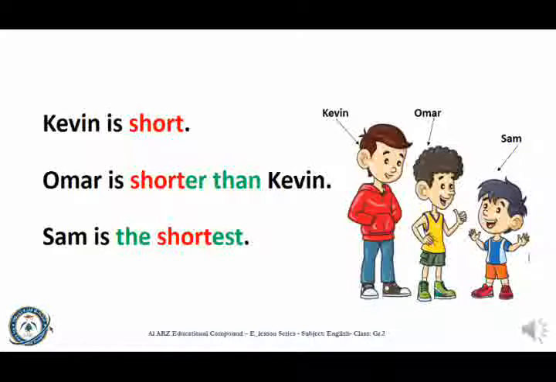Here is another example. These are Kevin, Omar, and Sam. Kevin is short. Omar is shorter than Kevin. Sam is the shortest. Short is the adjective which is not used for comparison. Shorter than is the comparative adjective used to compare between Omar and Kevin. The shortest is the superlative adjective comparing Sam to the other boys.